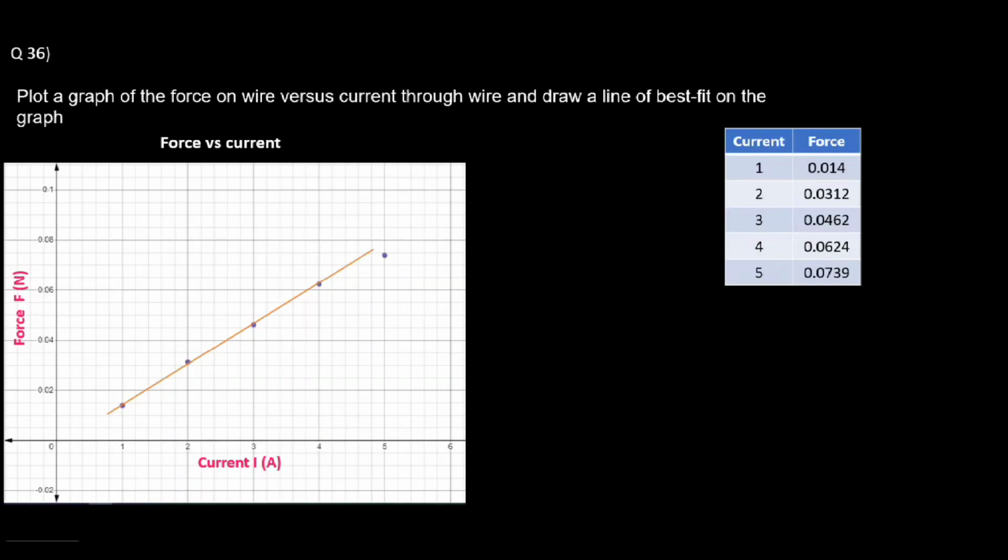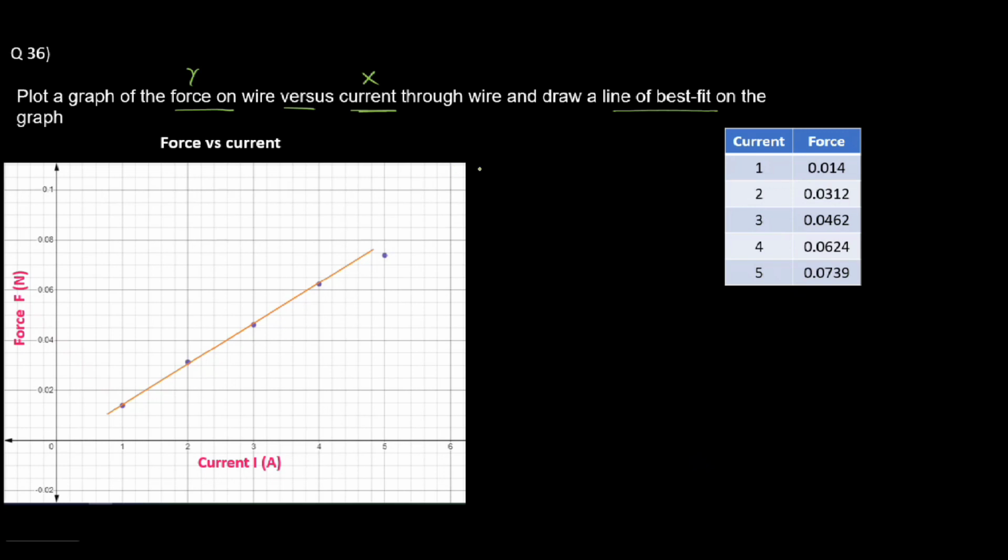The second part of the question wants you to plot a graph of force on wire versus the current through the wire and draw the line of best fit. Now the graph must be of force versus current. So whichever quantity comes before versus, that I will place on my y-axis, and whichever quantity comes after versus, that will go on the x-axis.